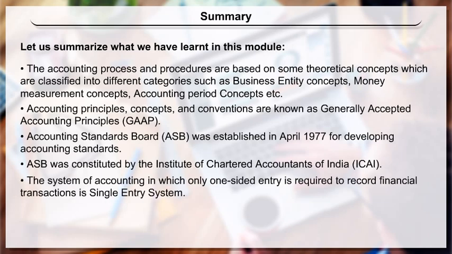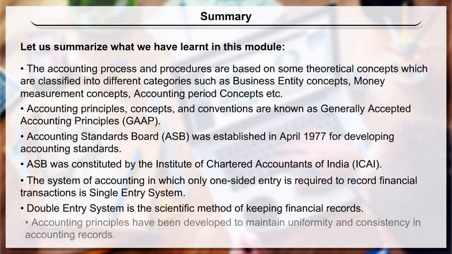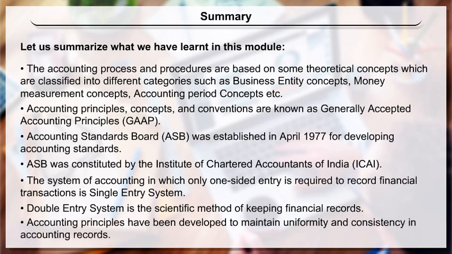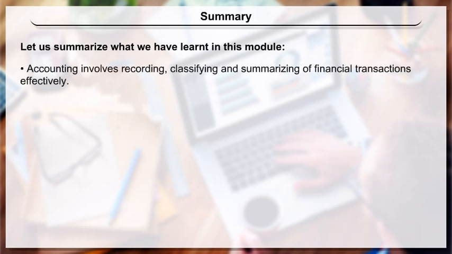The system of accounting in which only one-sided entry is required to record financial transactions is single entry system. Double entry system is the scientific method of keeping financial records. Accounting principles have been developed to maintain uniformity and consistency in accounting records. Accounting involves recording, classifying, and summarizing of financial transactions effectively.